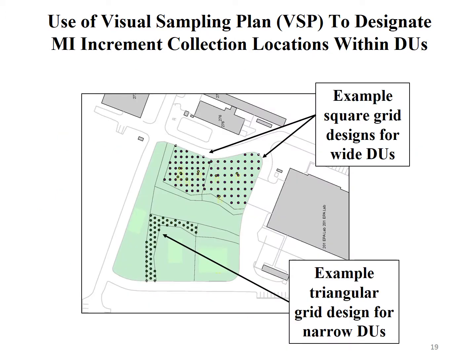Here's an example of increment spacing estimation using the VSP tool in both narrow and square-shaped DUs. Using VSP may be especially useful for irregular-shaped DUs where the increment spacing is not as easily estimated as for square or rectangular DUs.